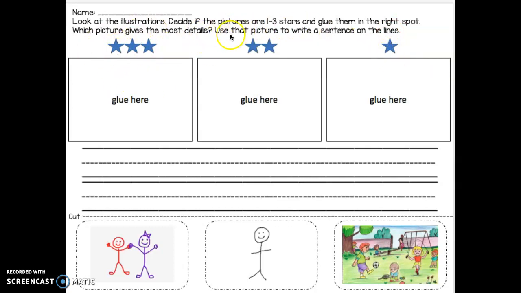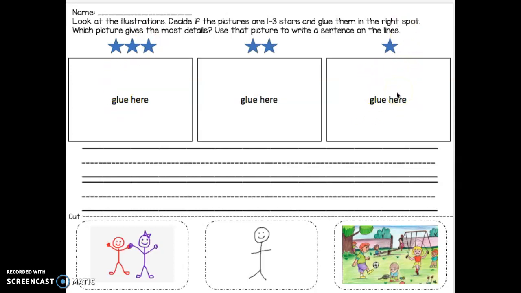And then you're going to use that picture. Which picture gives the most details? That would be whatever picture you put in the 3 stars here. And then you're going to use this picture, whatever one you put here, and you're going to write a sentence on the line. It'll be a lot easier to write a sentence about this picture than it would be to write a sentence about this picture.